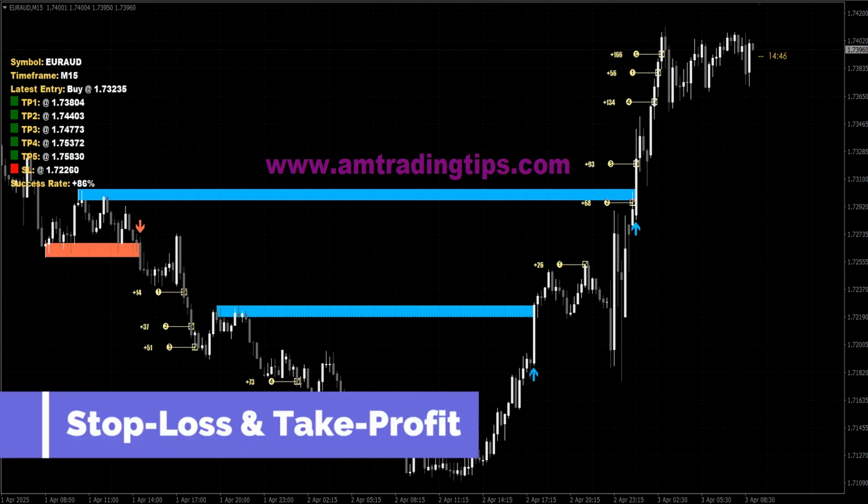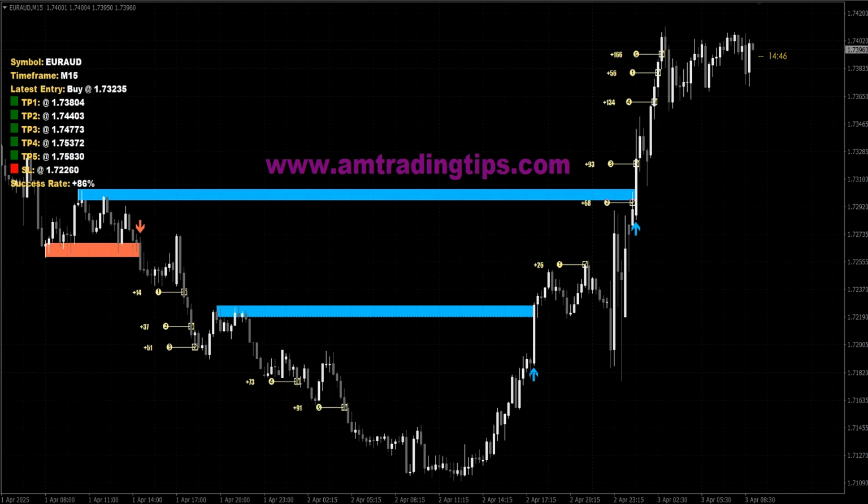Stop loss and take profit. You don't need to guess. The indicator automatically shows you where to set your stop loss to limit your risk. It also shows you 5 take profit levels based on Fibonacci targets, so you can choose how much profit you're aiming for. A simple approach is to close part of your position at the second target, move your stop to entry, and let the rest run.